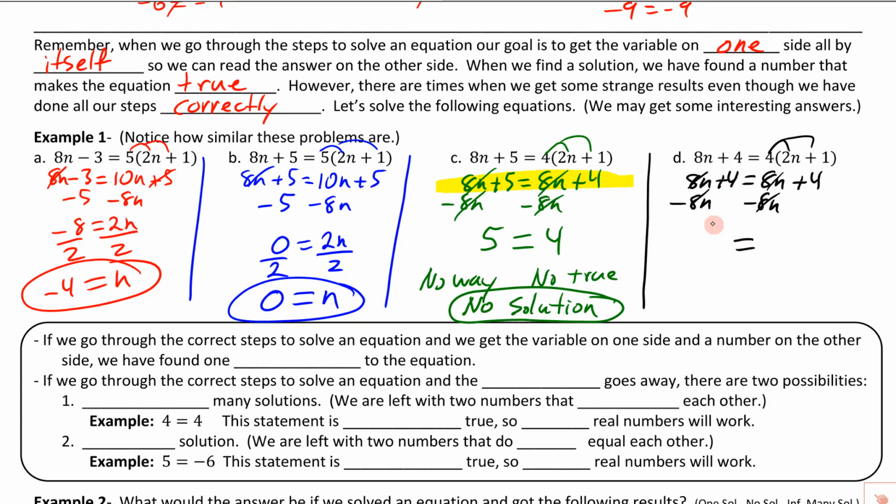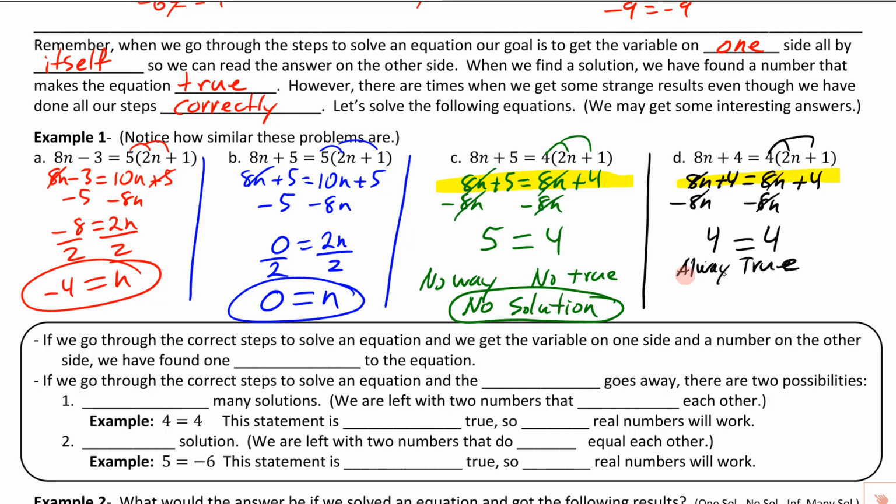So we end up with an equals sign. The only thing left on this side is a 4, and the only thing left on this side is a 4. Now, let's stop and think about this. The whole point of solving an equation is to find a number that makes the equation true. By solving this one, and we did all the steps correctly, we end up with an equation that says 4 equals 4. This is always true. There is nothing that we can do to mess this up. 4 always equals 4. If we trace this back up and take a look at this line right here, 8n plus 4 equals 8n plus 4. Well, the two sides are the same. No matter what we plug in there, both of the sides are still going to be exactly the same.